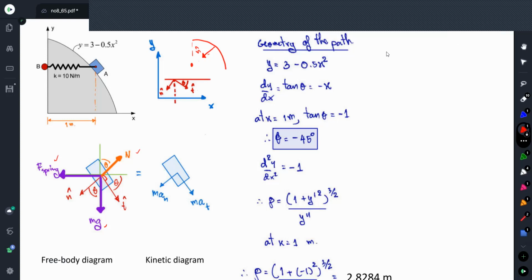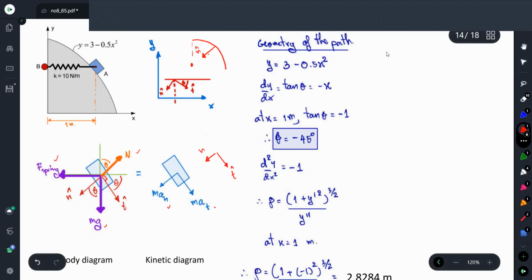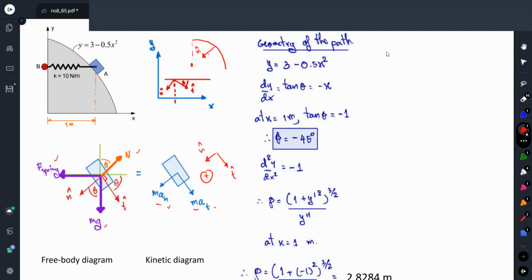On the right hand side is the kinetic diagram. If we set up the normal and tangential directions here, the tangent is in the same direction as the motion, and the normal direction is in this direction because it is toward the center of curvature. So this side should be the positive one. We set up the direction of motion in the same direction as the coordinate we already set up.